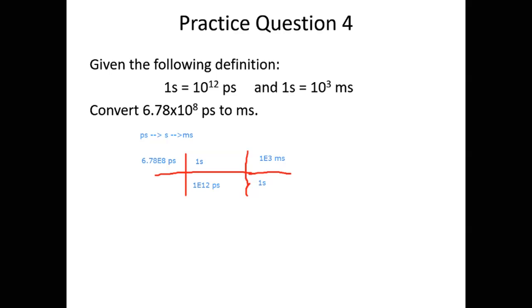So when we multiply, we add. 10 to the 8th times 10 to the 3rd is 10 to the 11th. When we divide, we subtract the exponent. So 10 to the 11th divided by 10 to the 12th gives us 6.78 e to the negative 1 milliseconds. You'll notice that our exponent power decreased, which is what it was supposed to have done.